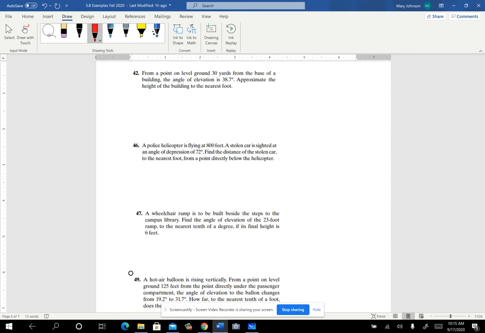42 says, from a point on level ground, 30 yards from the base of a building, the angle of elevation is 38.7 degrees. Okay. So I've got some building sitting here. And then I'm 30 yards from the base of the building. Angle of elevation means you're kind of looking up from a point to the top of the building. They're talking about the angle of elevation. They're talking about that right there being 38.7 degrees. And this right here is 30 yards.